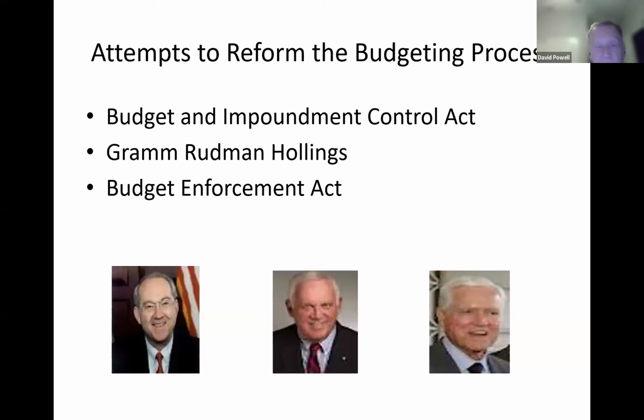So this is all shorthand for saying we have a federal budget process that remains out of control. So the question then becomes, how have we tried to control it in the past, and how effective have these changes been?